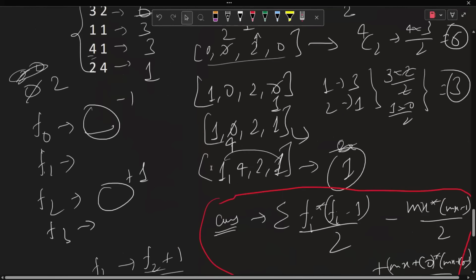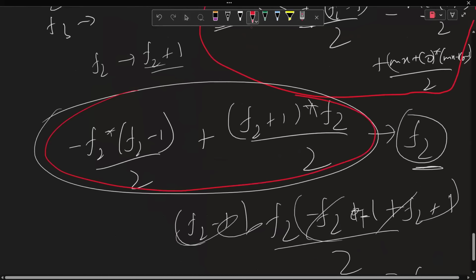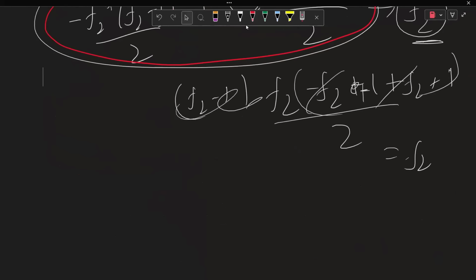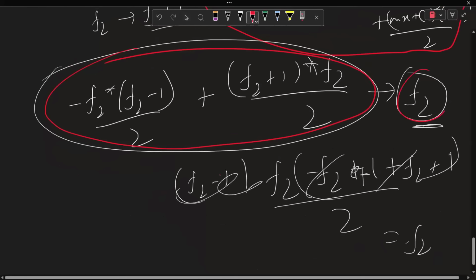So either you can just write this formula only. You can directly write this formula only. No need to derive this equal to F2. Like in my code, I have simplified this thing and written just F2, like Fi basically. So you can directly write this thing.